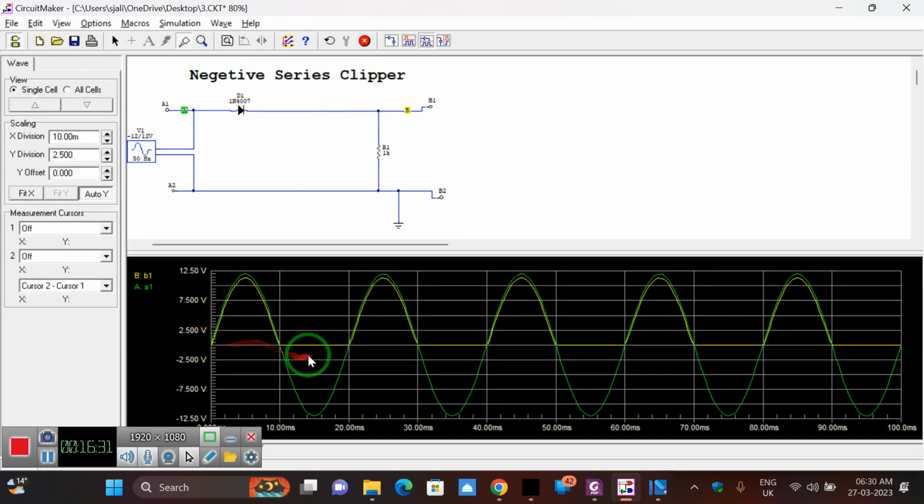Yeah, we are removing the negative part and we are allowing the positive part. The green one is the input signal and the yellow one is the output signal, where the negative side is removed or clipped off and the positive side is allowed. Okay, so this is circuit number 2.